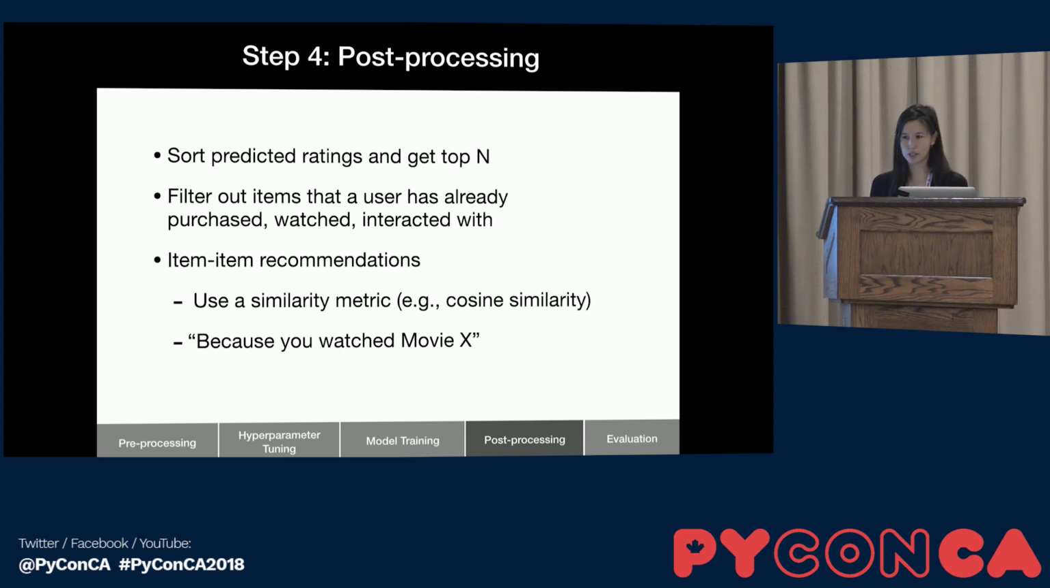Lastly, this isn't really related to post-processing, but we can also generate item-item recommendations with our current infrastructure. So with our trained alternating least squares model, we can actually apply some similarity metrics, such as cosine similarity, to get the most similar movies of a given movie. So if you've ever seen on Netflix those recommendations that say because you watched movie X, they're basically doing item-item recommendations using some sort of similarity metric.